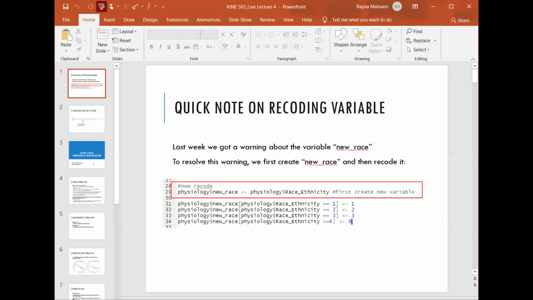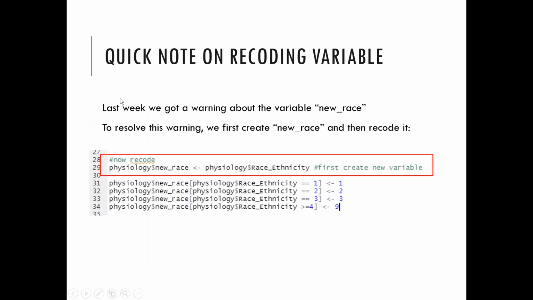All right, so if you remember from last week, I got a warning saying, this variable new race is uninitialized, which is just a warning. So the code still ran and it still created our new variable called new race. So I fiddled around with R and Googled a bit too.